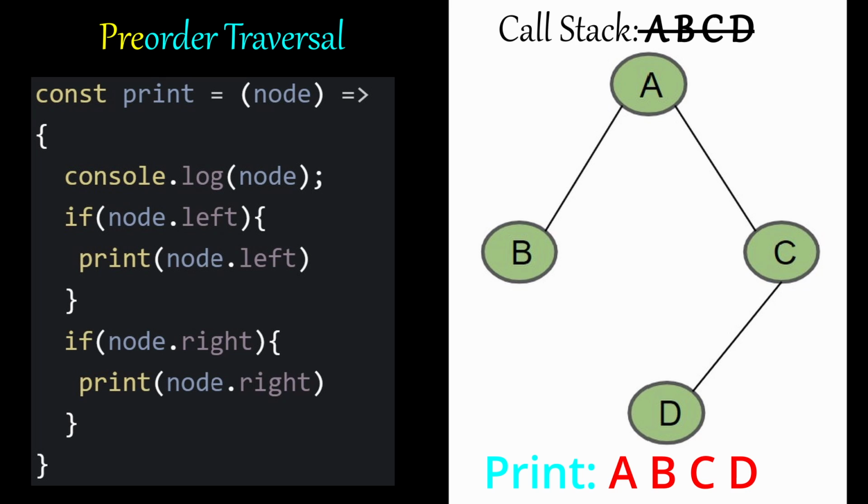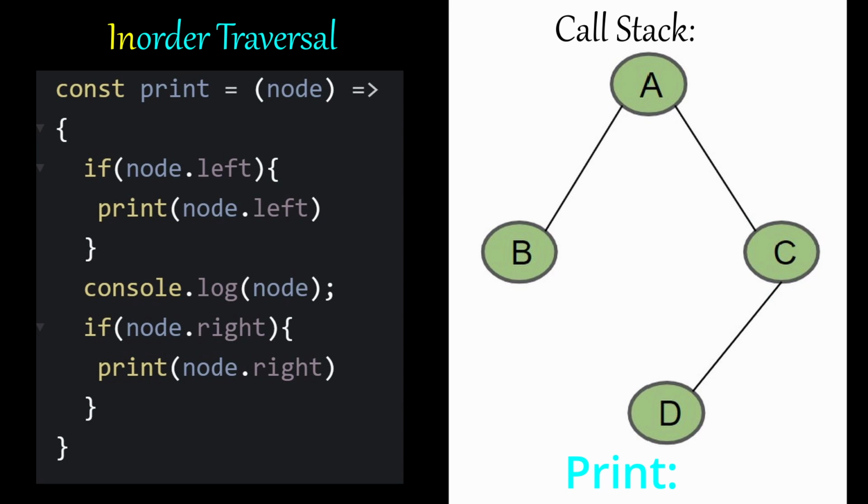Now watch how these nodes were printed. We first printed out the root node, node A, then the left node, node B, and then the right node, node C, and finally node D. Let's see how Inorder traversal will print the nodes of this same tree.